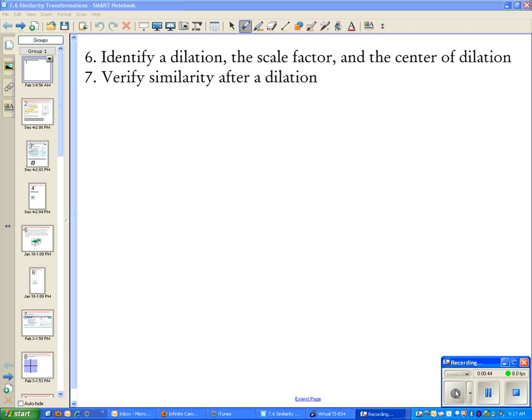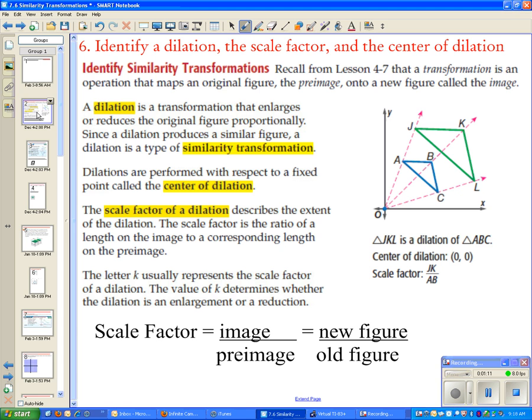So we're going to identify a dilation and the scale factor and the center of dilation. Now, our book's not real good at this because all of the ones they give us on a coordinate plane, the origin is the center. So we're not really going to be doing that part, okay, because the origin is going to be the center. And then we're going to verify similarity after a dilation. So let's go back over some vocabulary.